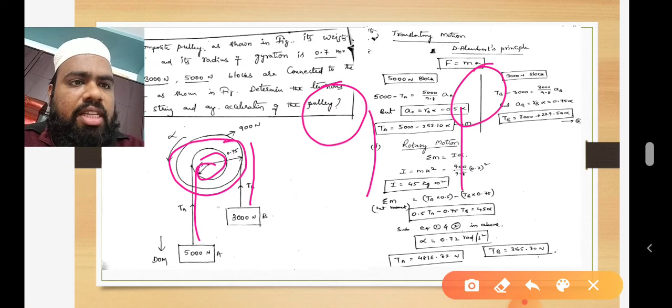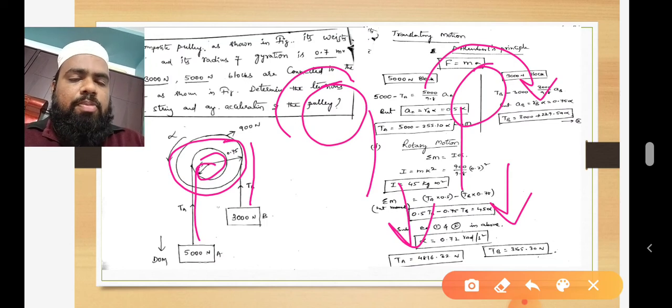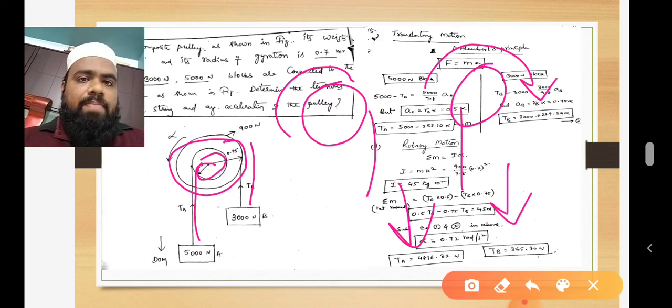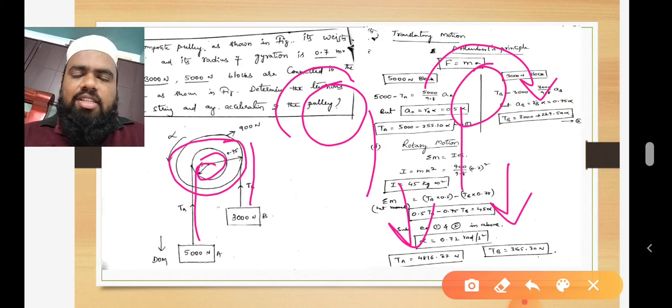For the large pulley there is a linear motion and a rotary motion. For the small pulley there is a linear motion and a rotary motion. So we have to substitute all the values individually, then you will get the answer. We have to do the problem in 4 steps: 2 linears, 2 rotaries. So very easy, this is in the textbook also.